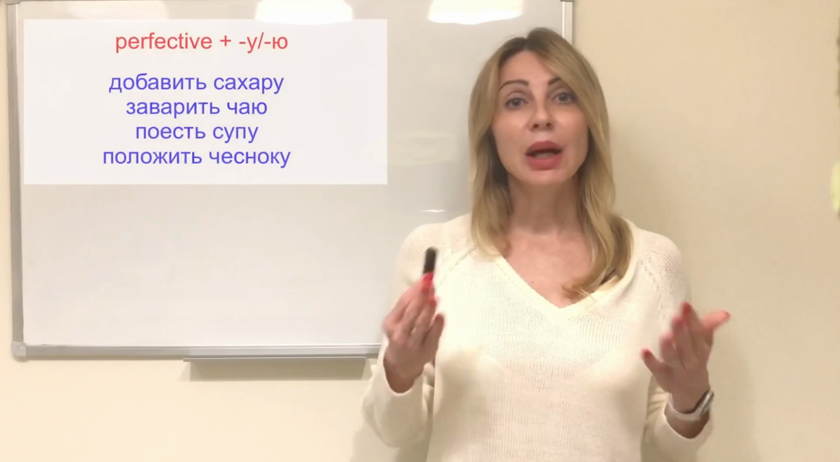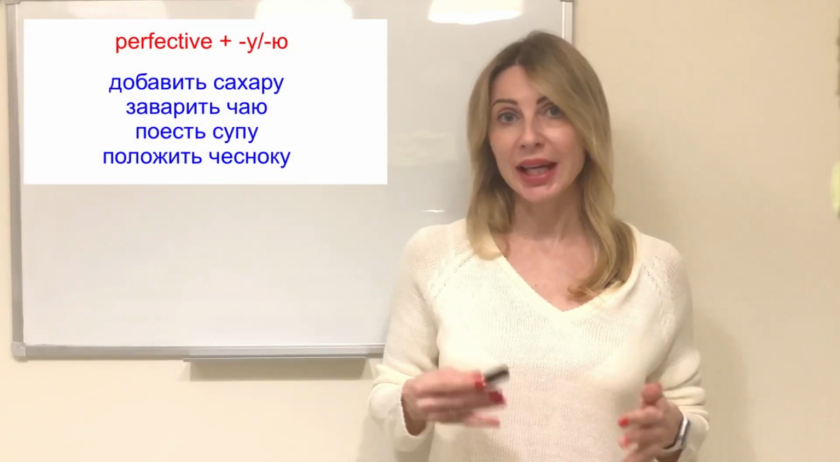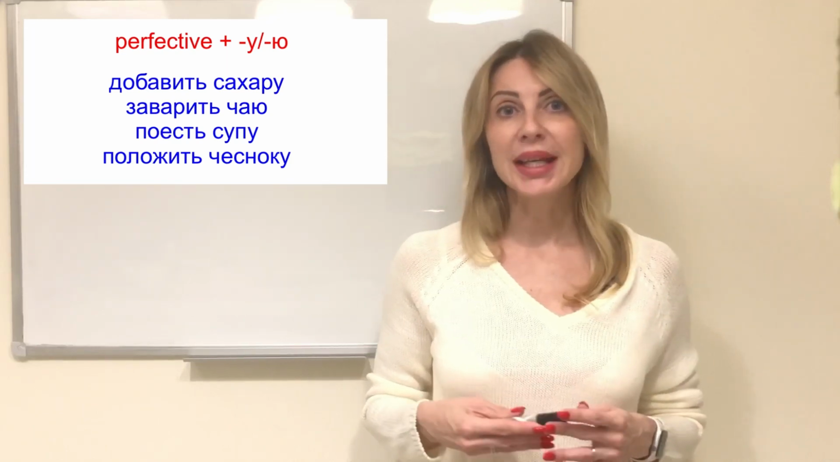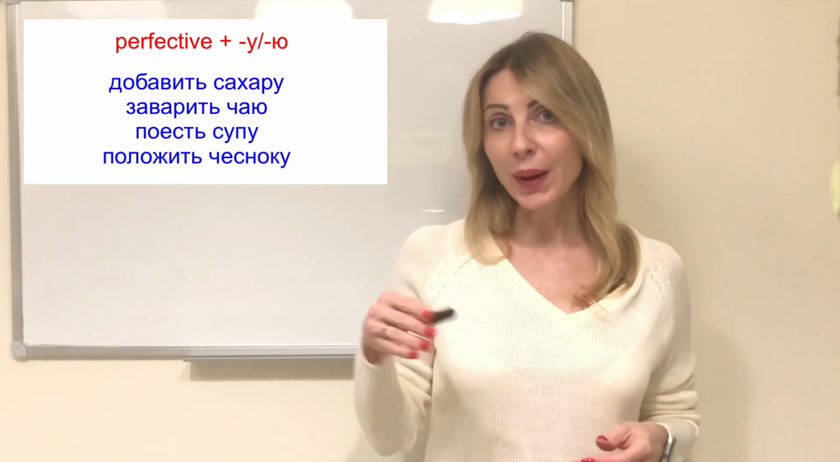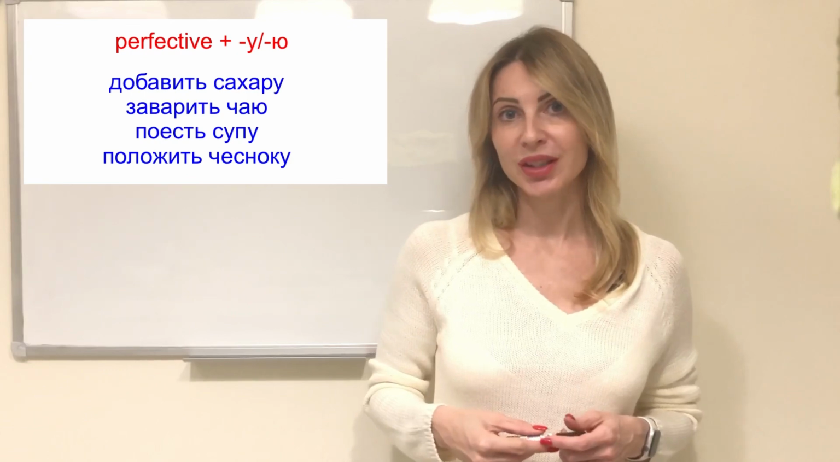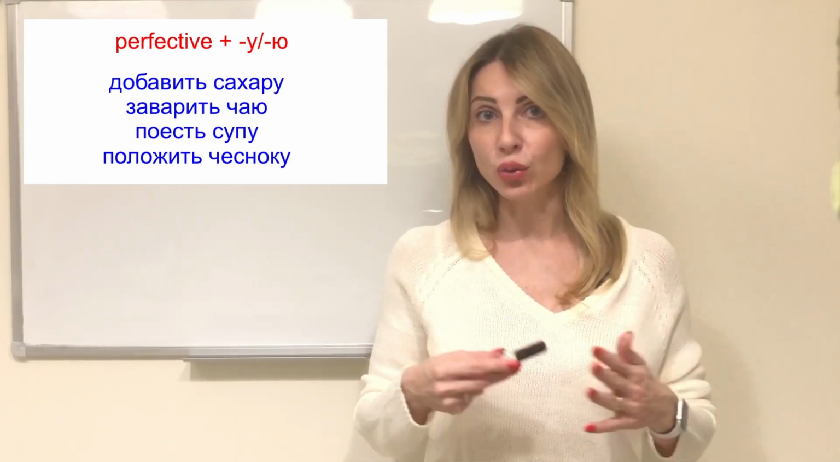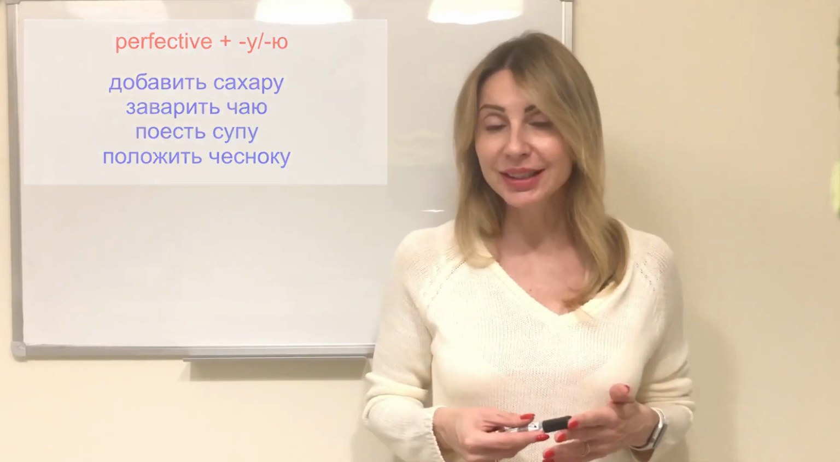Partitive constructions involving perfective forms of verbs and genitive in у, ю are very common. Пример. Добавить сахару, to add some sugar. Заварить чаю, to make some tea. Поесть супу, to eat some soup. Положить чесноку, to put in some garlic.